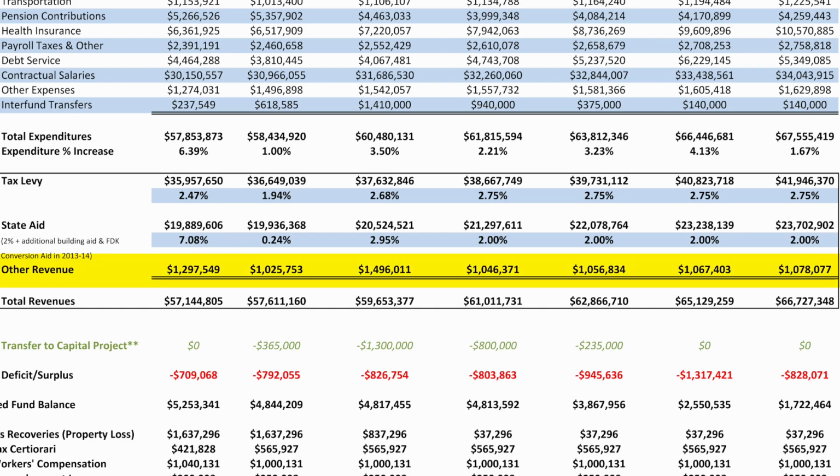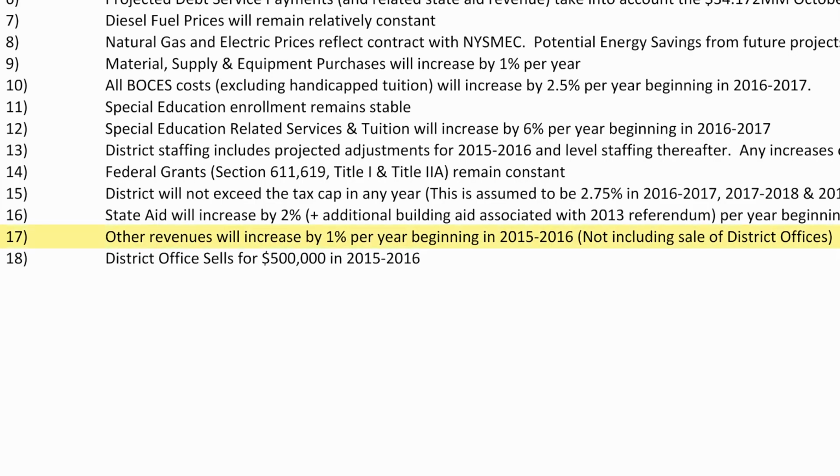Other revenue. Other revenue is a small portion of the district's budget and includes items such as rental of district space to BOCES, fees for facilities use, Medicare Part D reimbursements, Medicaid revenue, insurance recoveries, and other items. We are currently projecting revenue in this category to increase by 1% per year.